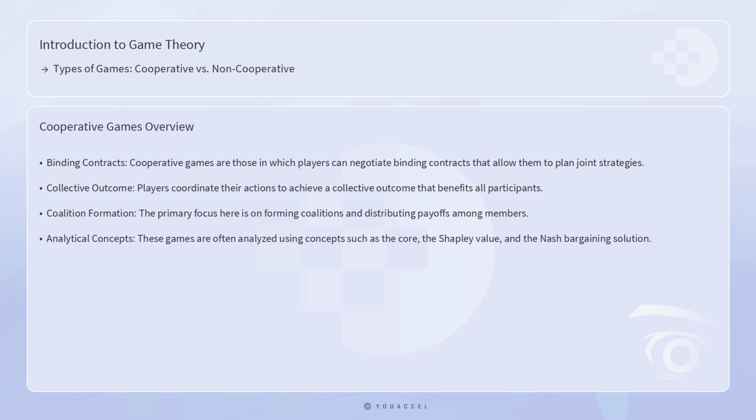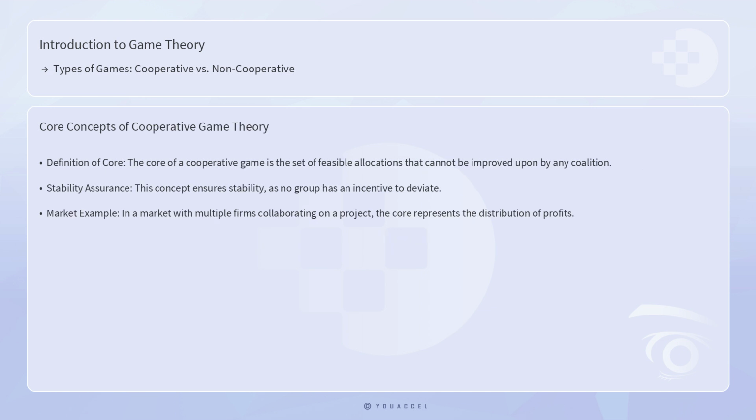These games are often analyzed using concepts such as the core, the Shapley value, and the Nash bargaining solution, which provide insights into fair and stable distributions of the collective payoff. The core of a cooperative game is the set of feasible allocations that cannot be improved upon by any coalition, meaning no subset of players can achieve a better outcome by breaking away from the grand coalition. This concept ensures stability, as no group has an incentive to deviate.